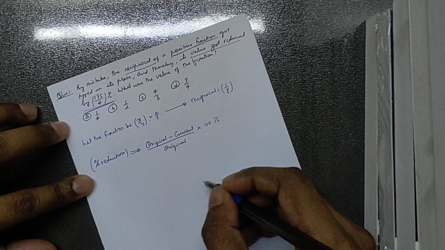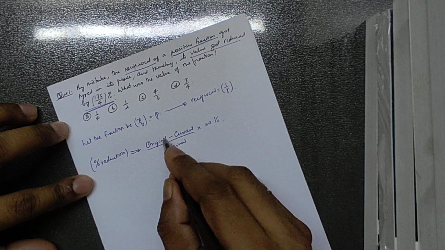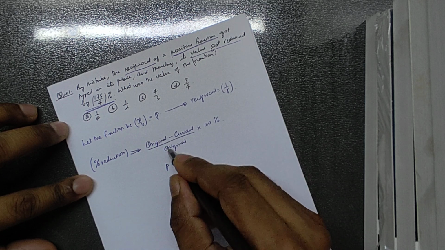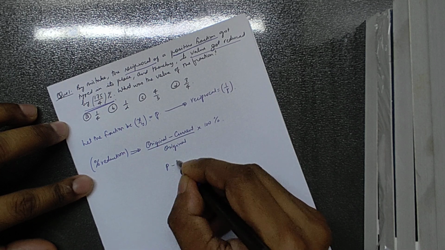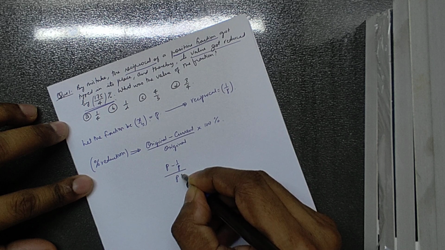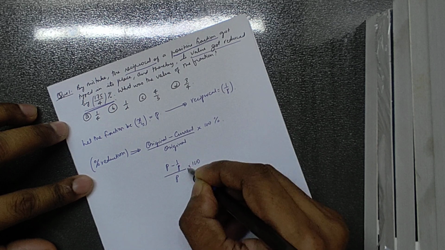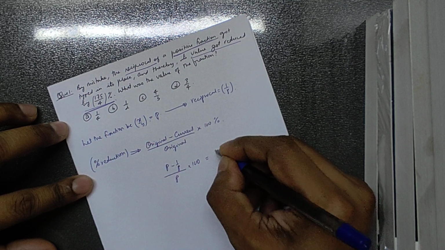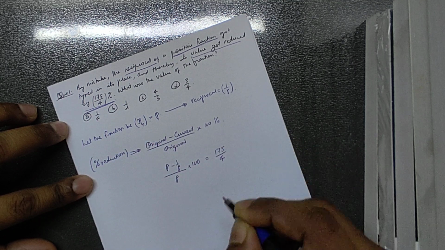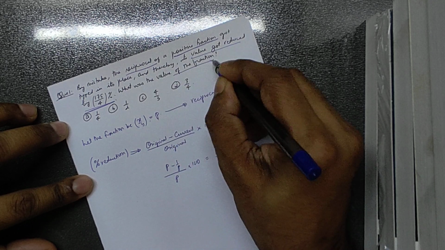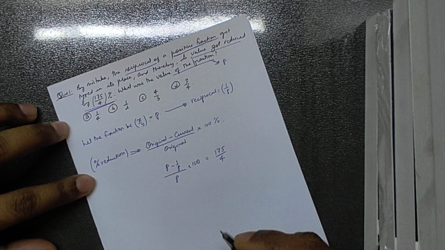Now all we have to do is substitute the values into the formula. The original fraction which we had was p, and the current fraction which was typed instead of p was 1 upon p, divided by the original value, which is p, into 100. This percentage value is given to us as 175 upon 4. So we need to solve this equation to find out the value of the fraction, that is we need to find the value of p.